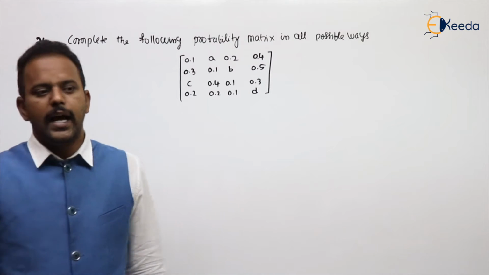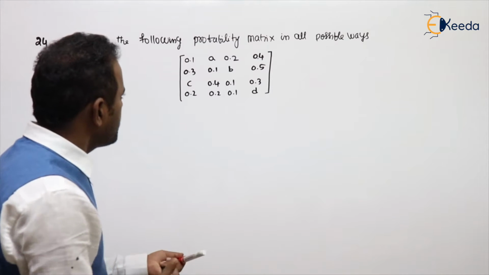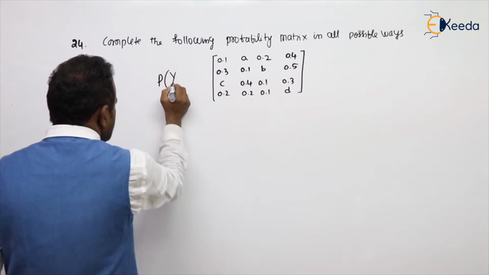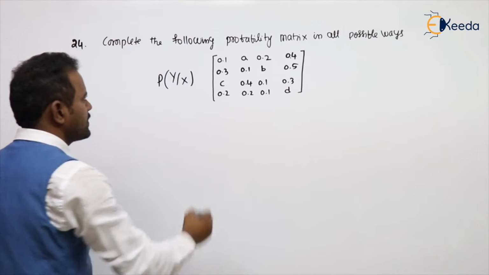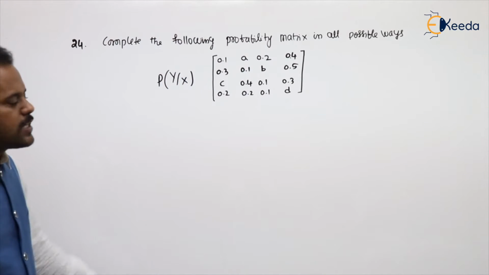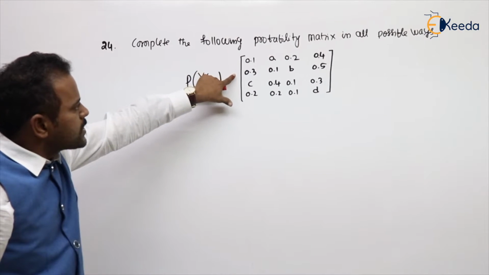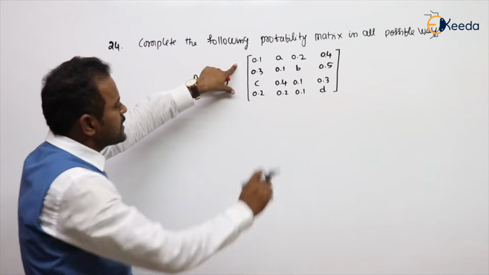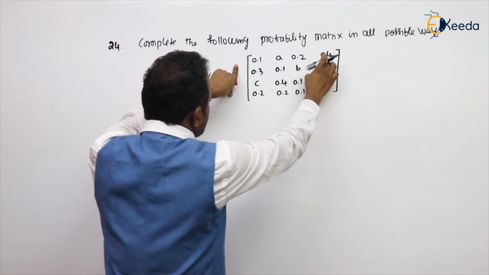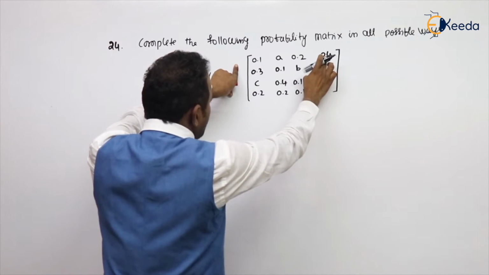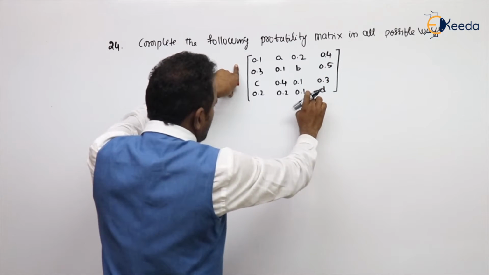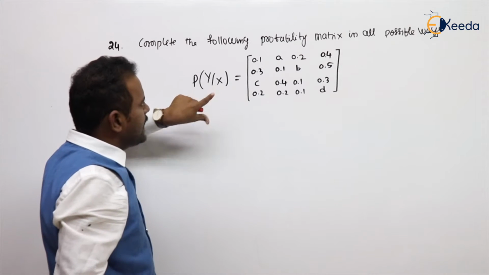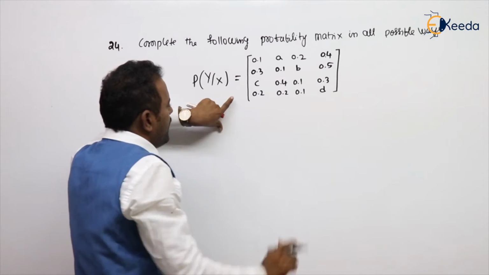Okay, and what is the next possibility? Maybe this is a conditional probability matrix, that is, maybe P(Y/X). If it is Y by X, the total probability of all elements in a row should be 1. You can see here 0.3, 0.7. Yes, it's looking like 1 only. Here also it is coming. So one of the possibilities is that you can treat it as a conditional probability matrix.